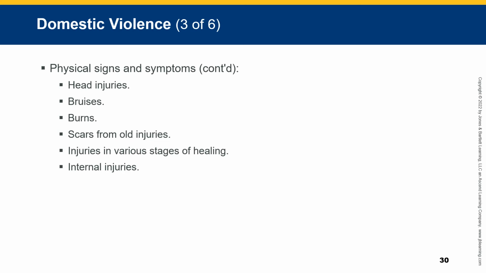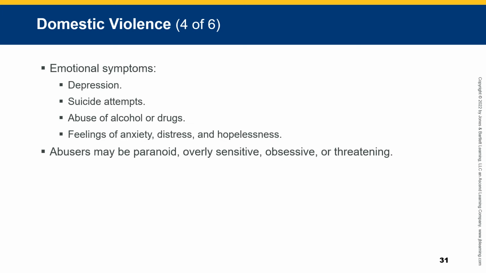You might also see head injuries, bruises, and sometimes bruises in different stages of healing, burns, scars from old injuries, injuries in various stages of healing, so not just bruises, but other injuries, and internal injuries might be encountered as well. You will probably also encounter emotional symptoms, and they can be depression, former suicide attempts, abuse of alcohol or drugs, and feelings of anxiety, distress, and helplessness. Abusers may be paranoid, overly sensitive, obsessive, or threatening. They often abuse alcohol or drugs, and remember this, most importantly, they often have access to weapons.